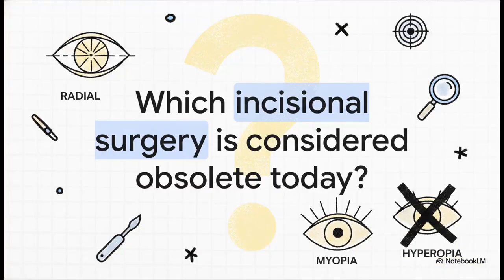All right, doctor, let's see what you've retained from our structural mechanics. Think back to those incisional surgeries. Which specific incisional keratorefractive surgery is considered totally obsolete in the US today, specifically because its radial cuts only flatten the central cornea, meaning it treats myopia, but is completely incapable of steepening the cornea to treat hyperopia?